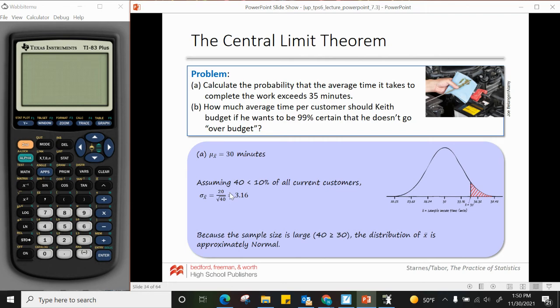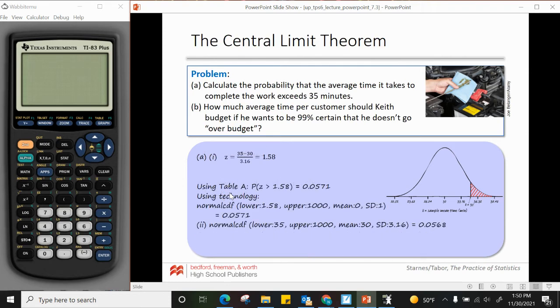Because the sample size is large, 40 is greater than or equal to 30, that meets the central limit theorem. The distribution of x bar is going to be approximately normal. So I can now go ahead and use that. My mean is 30, my standard deviation is 3.16, and I know I'm approximately normal.